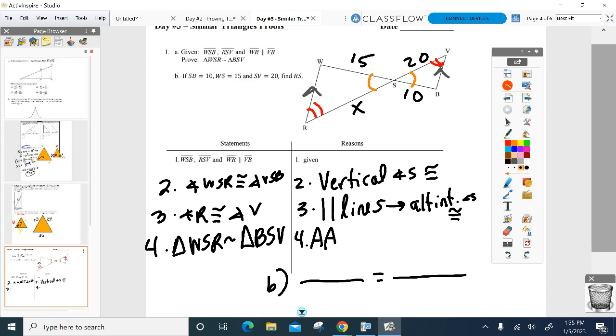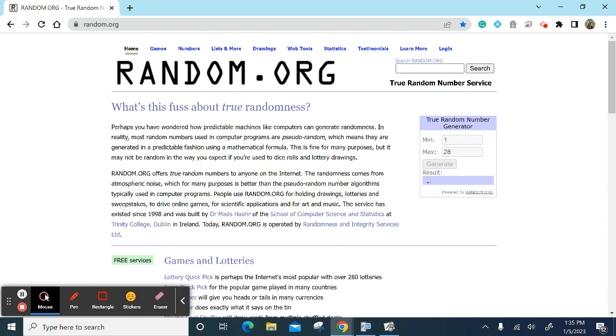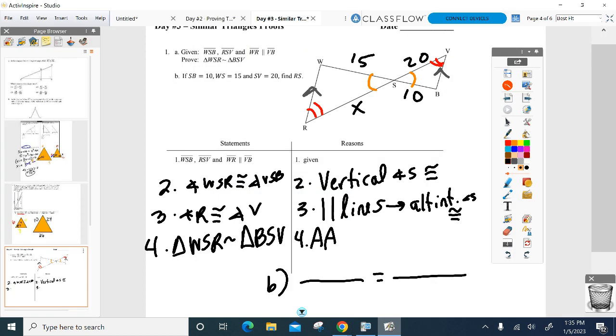What do you got for me? Not a final answer. I don't want the final. I just want a correct proportion. 10 over 15. Hold on. Sorry. Okay. Those are the sides that match up.